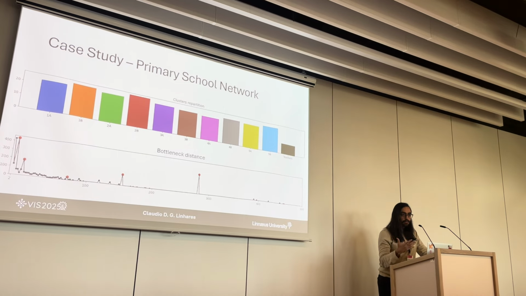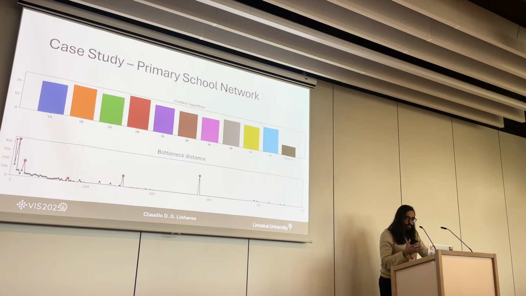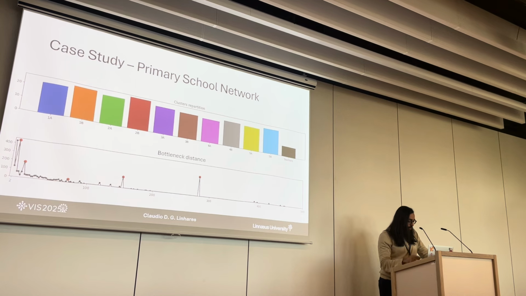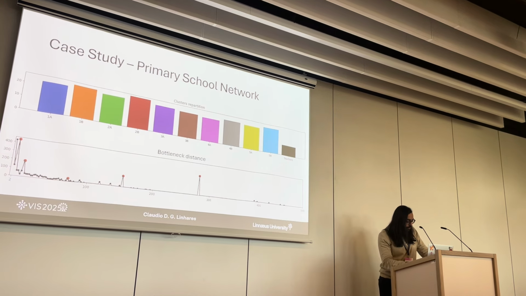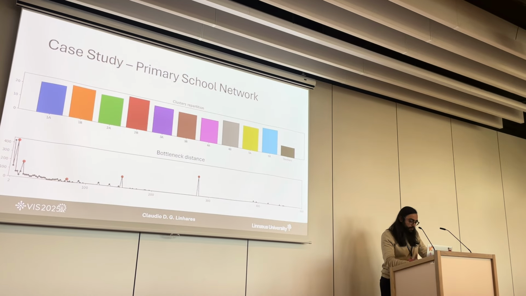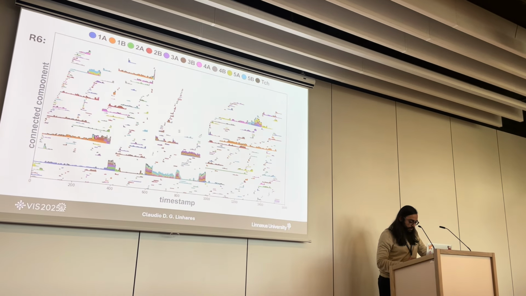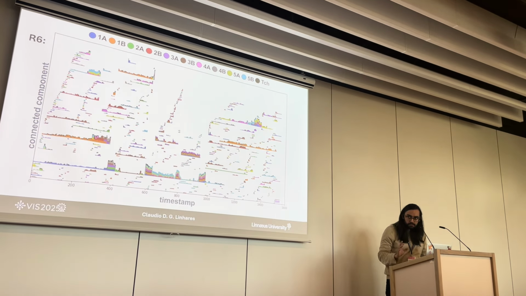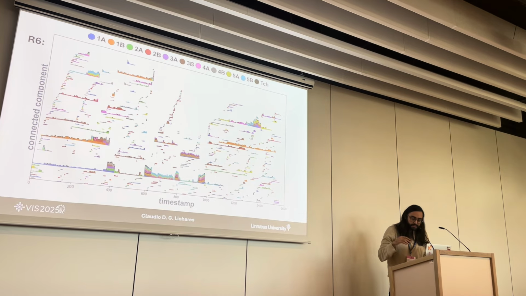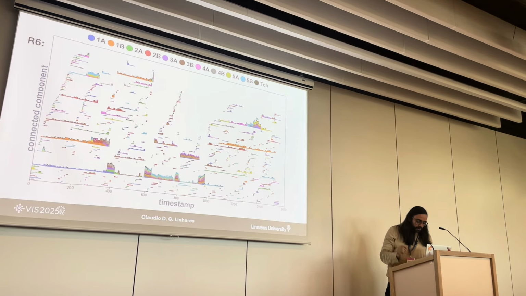This is basically a network of people interacting between themselves, with the students interacting and the teachers. So this is the bottleneck distance resulting from that data set. So what we have here is 5 different recommended resolutions, and I'd like to show you first the resolution 6. So this is how it will look like. So you see, there's a lot of connected components and a lot of information, right? Because it's just a small resolution.